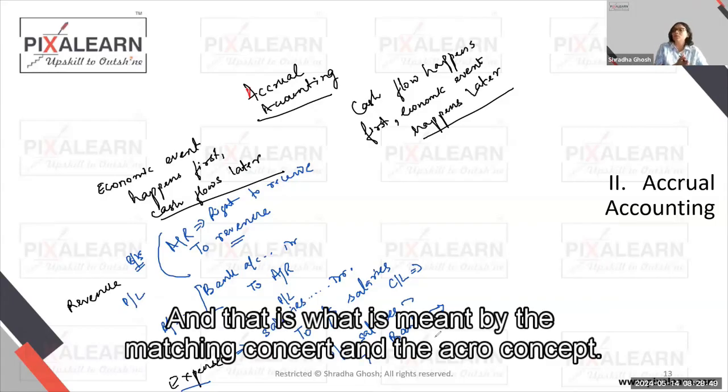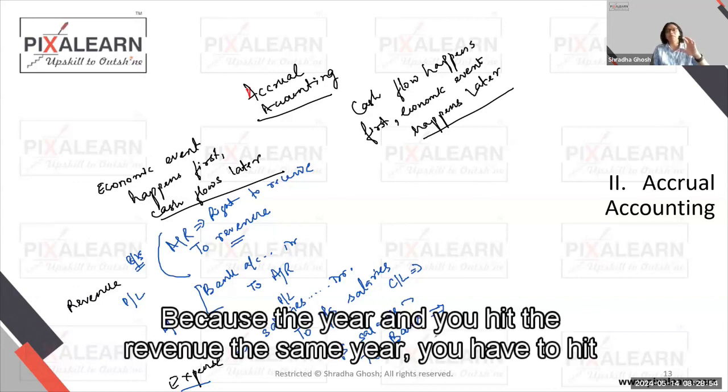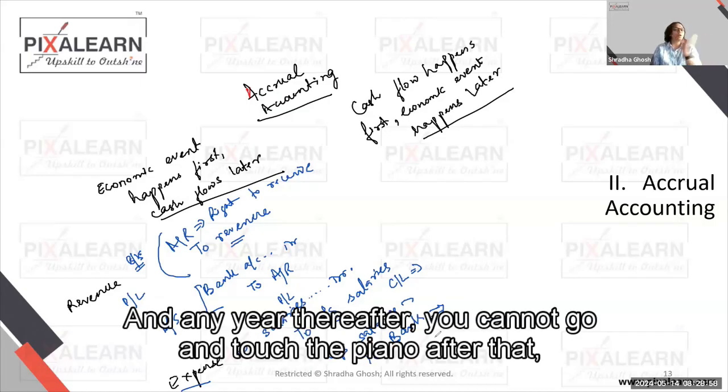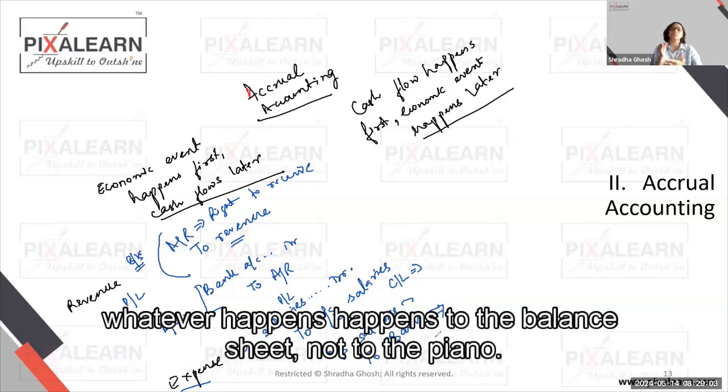And that is what is meant by the matching concept and the accrual concept. Because the year when you hit the revenue, the same year you have to hit all the expenses. And any year thereafter, you cannot go and touch the P&L. After that, whatever happens goes to the balance sheet, not to the P&L.